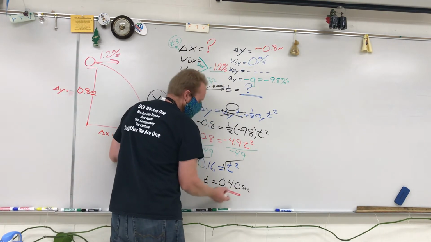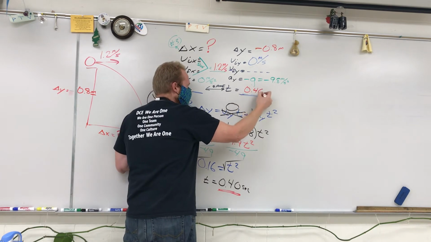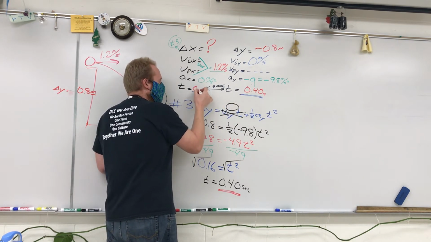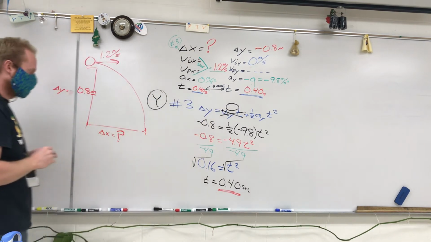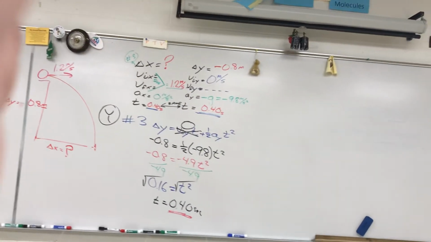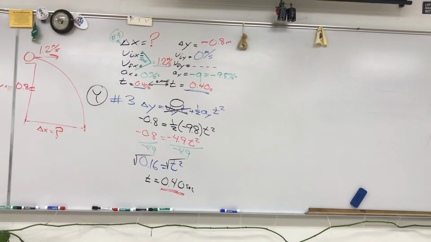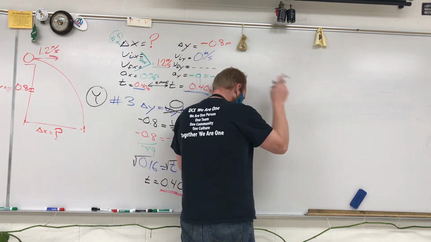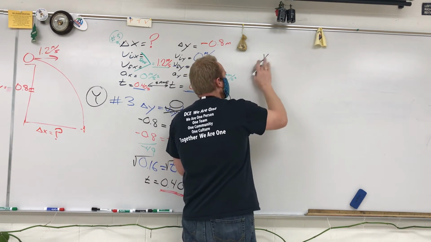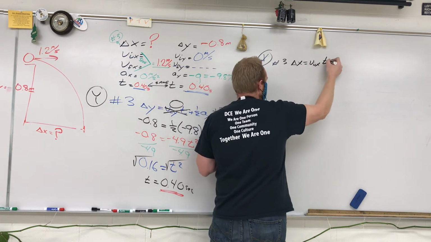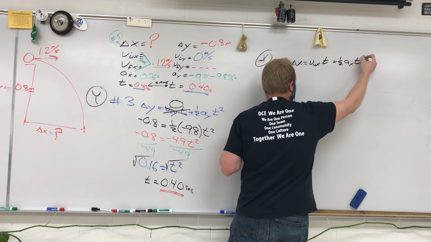So now that I know that this is 0.40 seconds, that's how long it took to drop 0.8 meters. Now I can say that must be how long it's going to take to move left and right. So I know my time in that column. And now once we've determined time, we can use that time for my last and the actual calculation we want. The tip for projectile motion in the x direction is to use equation number 3. Equation number 3 says delta x is equal to vix times t plus 1/2 ax times t squared.